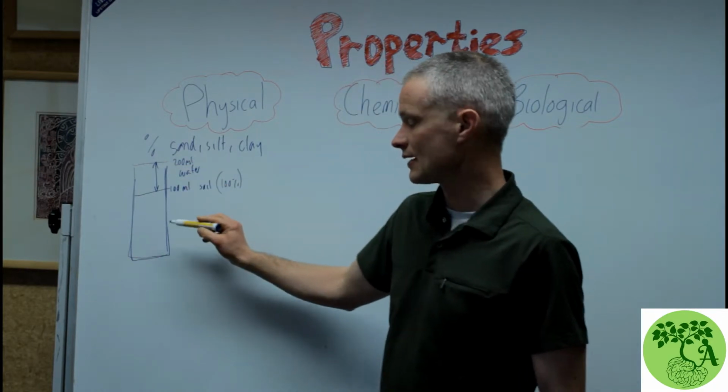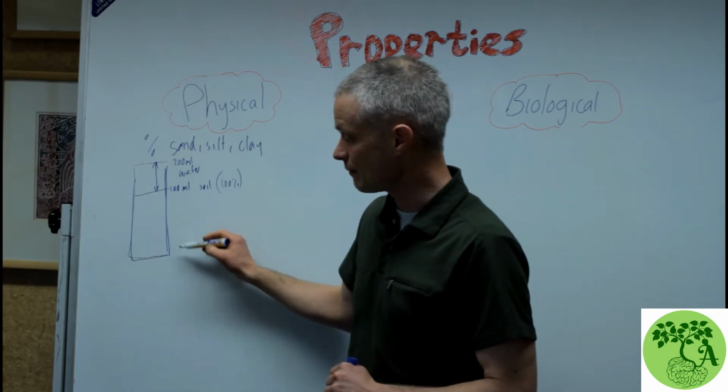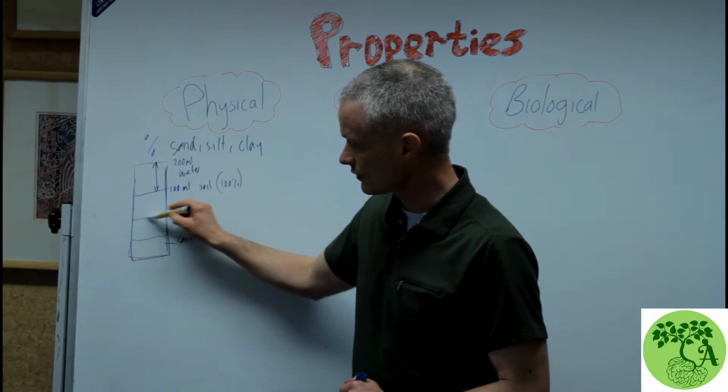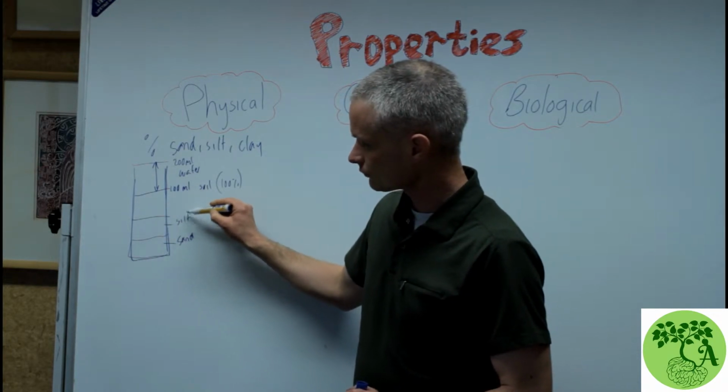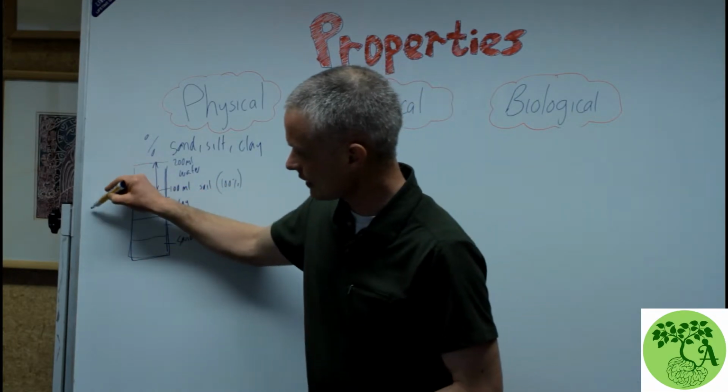What will happen is that as the sediments settle out of the water, they'll create bands. And the heaviest one will be the sand down the bottom, and then you'll get silt, and then clay, and then organic matter on the top.